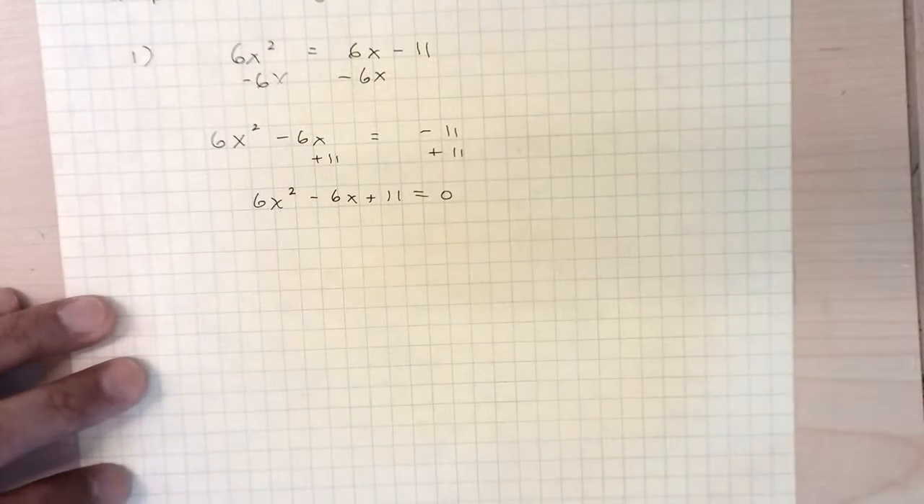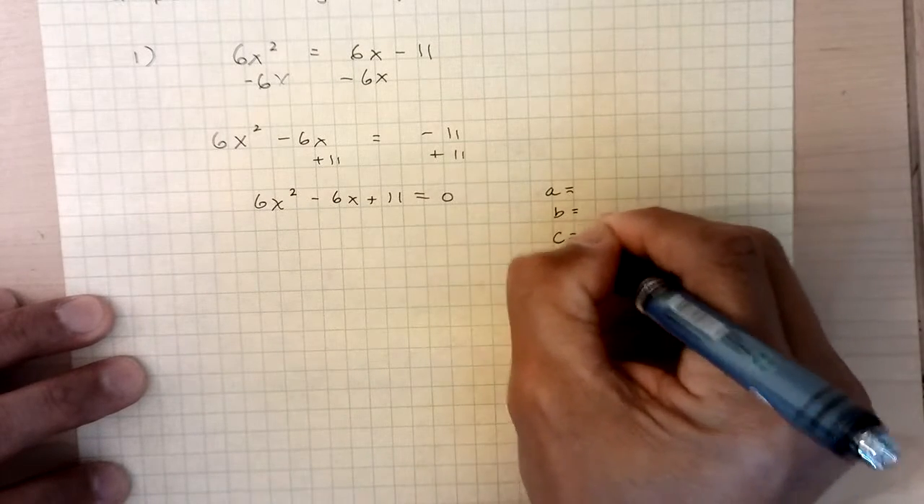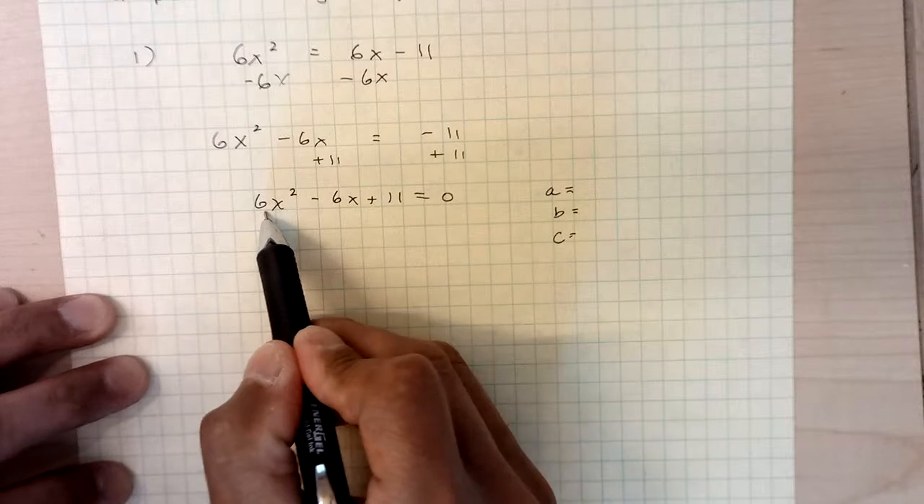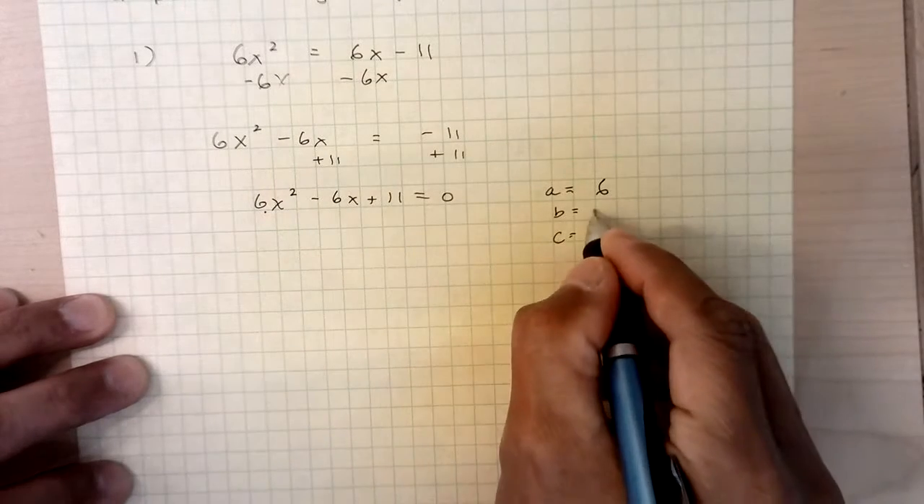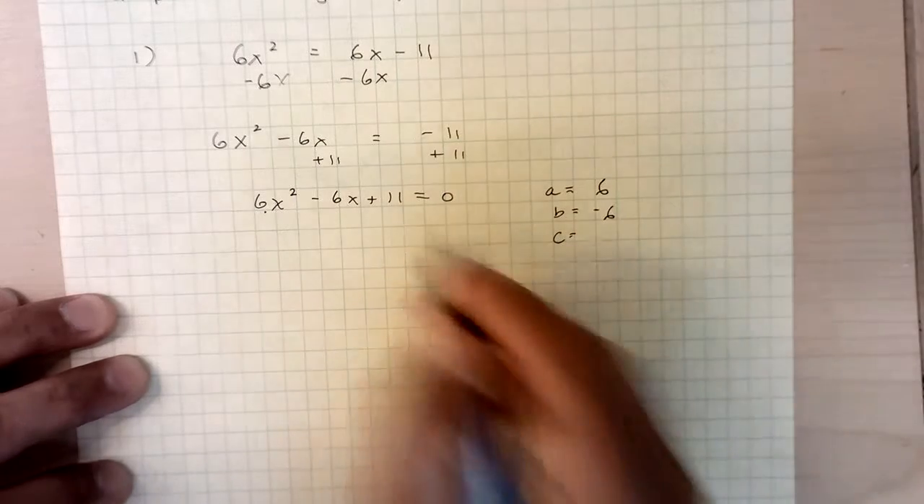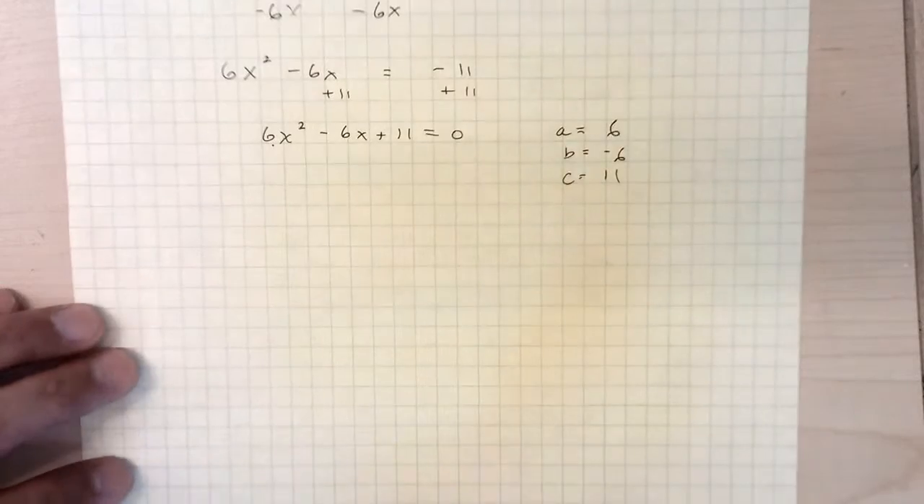So now that the equation is in standard form, we could figure out the values of a, b, and c. So a is whatever is in front of x squared, in this case 6. B is whatever's in front of x, in this case negative 6. And then c is your constant, 11. So now we can start plugging those numbers into the quadratic formula.